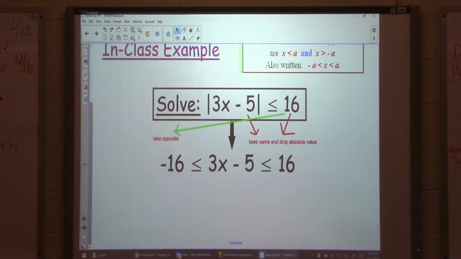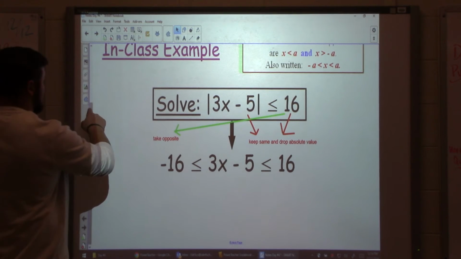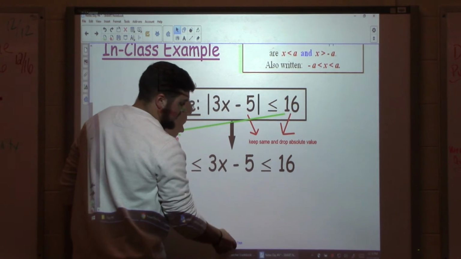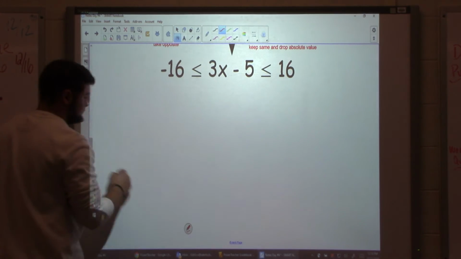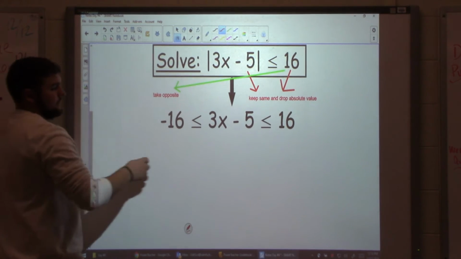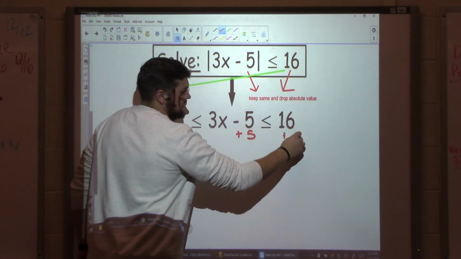Alright, does that make sense? Ish, at least? No. Okay. Do we have any questions before I keep going? Okay. Once we get to this point, we can solve it, right? We got rid of our absolute value signs. We can go ahead and solve. So I add 5 to all three sides.